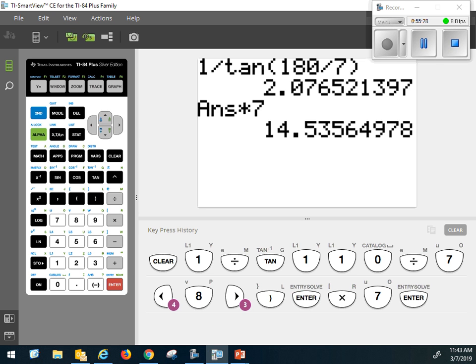Rounded to the nearest tenth, it said. What is our answer to the nearest tenth? 14.5, and our units were in feet, so the answer is feet squared. Questions? Did you guys not get that? Okay. All right. Are we good for real?